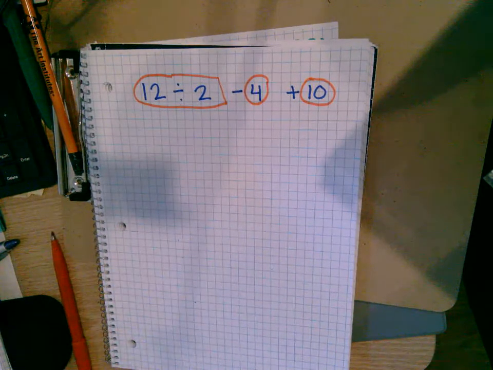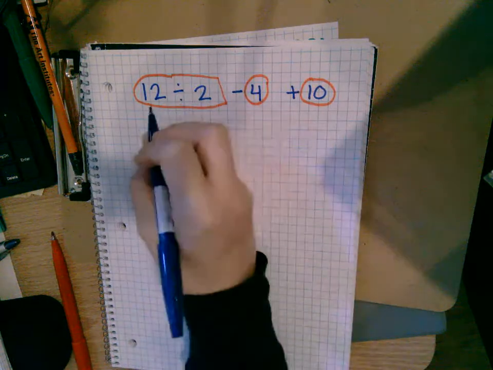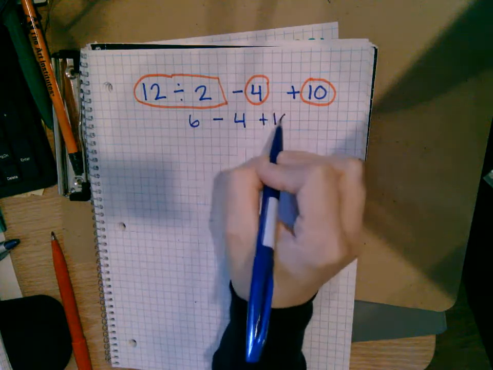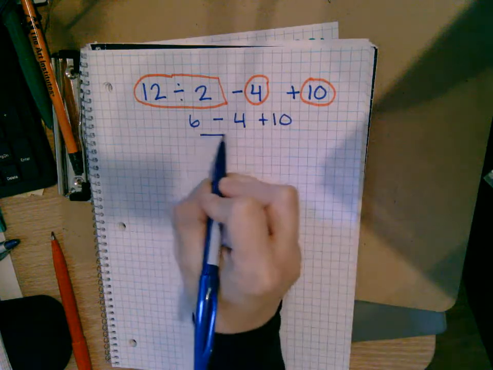What do we get when we do 12 divided by 2? 6. Then you bring down everything. Now you're going to go from left to right.